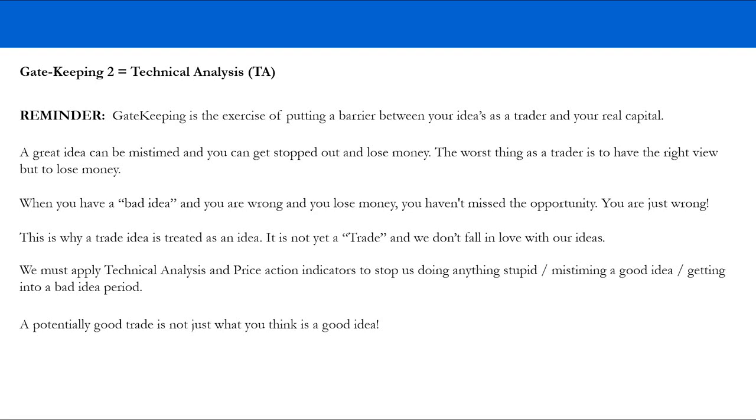Now, when you actually have a bad idea and you're wrong and you lose money, you obviously haven't missed an opportunity. You're just wrong. So imagine if you buy a currency pair straight away, it goes down, you trade out, and then it goes back up again. Well, in that situation, you've got a good idea and you've been stopped out, and there's probably no worse feeling in the world if you've been proved to be right, but you lose money.